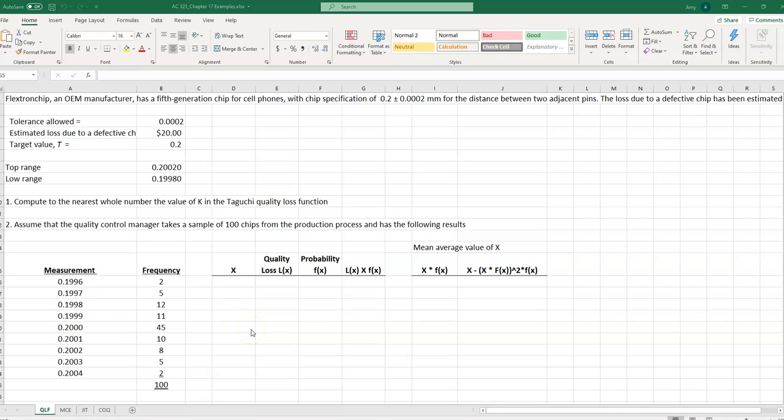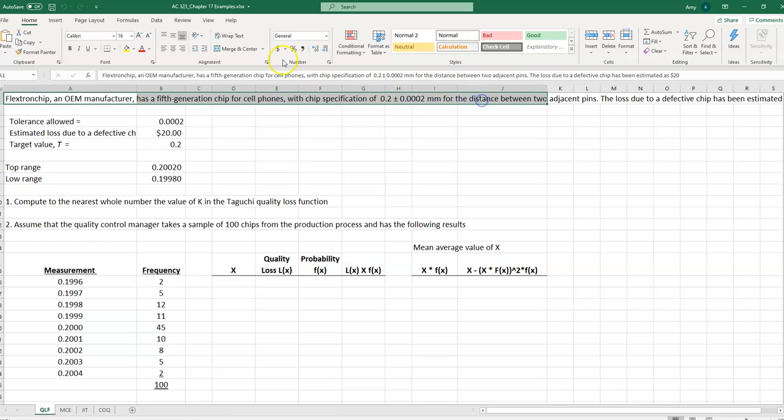Chapter 17 examples for cost accounting. So Chapter 17 was all about quality analysis, or looking at quality. In this first example, we're going to do statistical analysis to look at the quality loss function for a computer chip industry.